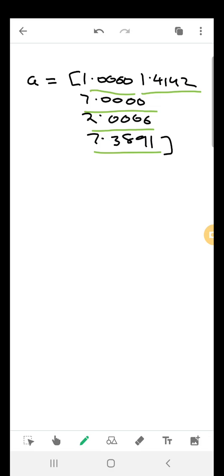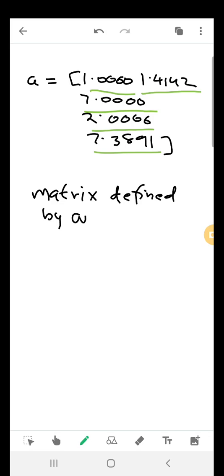Now, the matrix can also be defined by augmenting previously defined matrices.